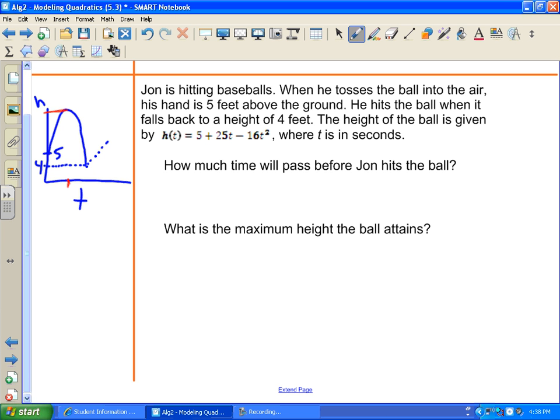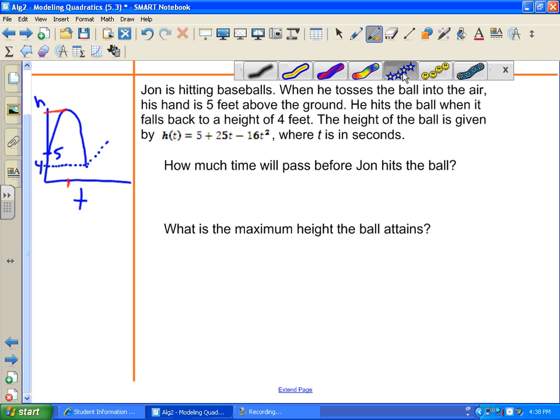So how much time will pass before John hits the ball? Well, as we talked about already, John's going to hit the ball when it's at a height of 4 feet off the ground. He's not going to hit the ball in this problem off the ground. He's going to hit it when it's 4 feet in the air still. Mr. Wood, we haven't done something like this before.